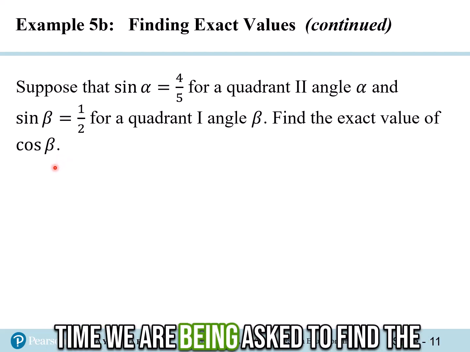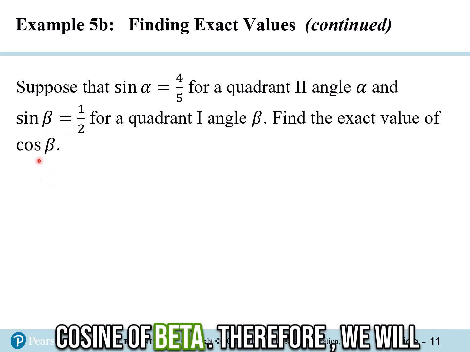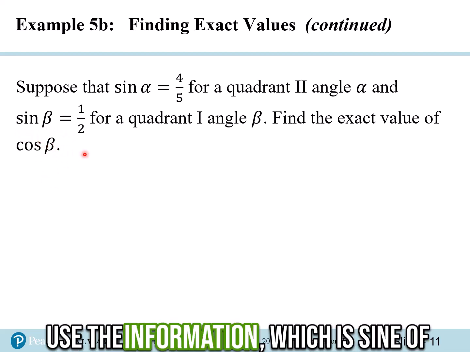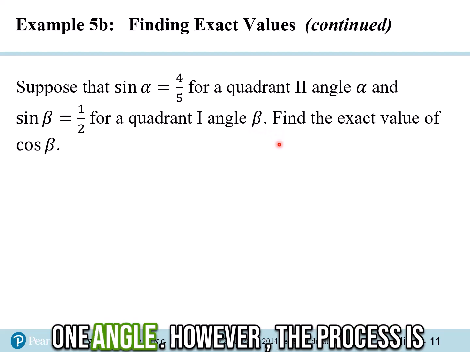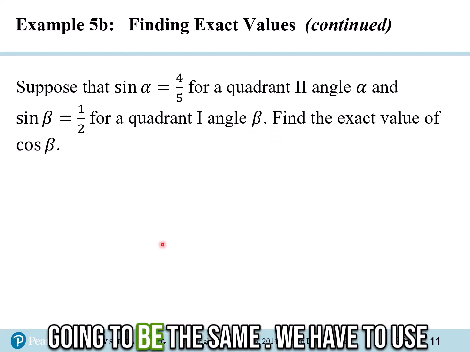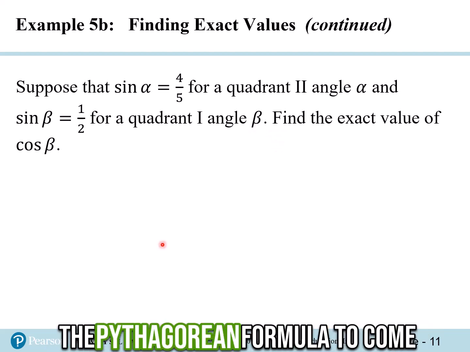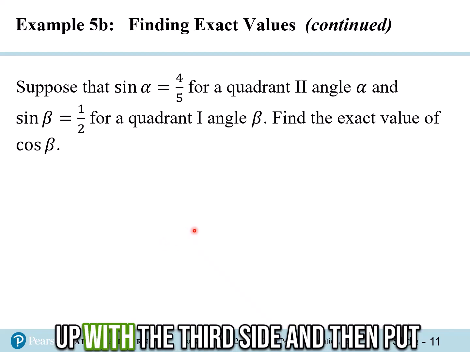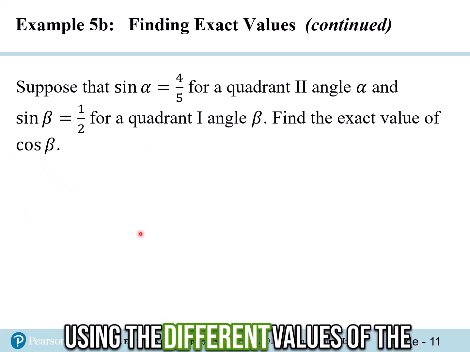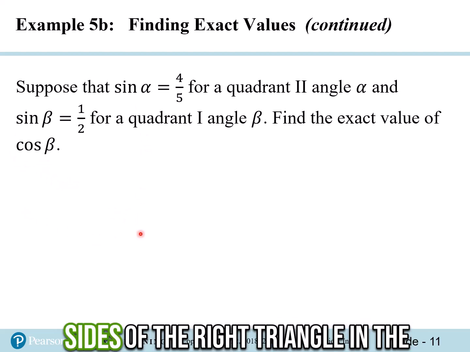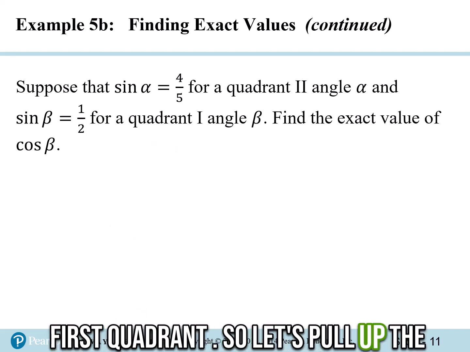Now, this time we are being asked to find the cosine of beta. Therefore, we will use the information which is sine of beta equals 1/2 for a quadrant 1 angle. However, the process is going to be the same. We have to use the Pythagorean formula to come up with the third side and then put together the ratio for cos of beta using the different values of the sides of the right triangle in the first quadrant. So let's pull up the solution.